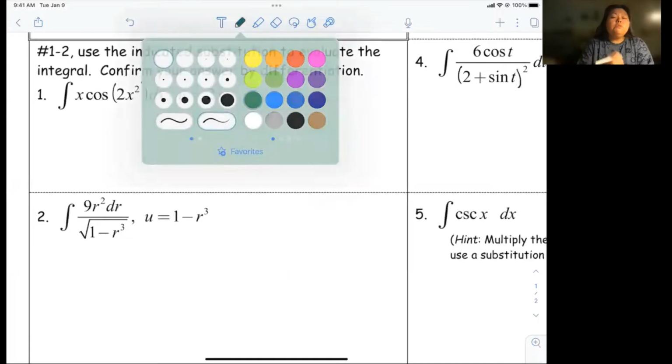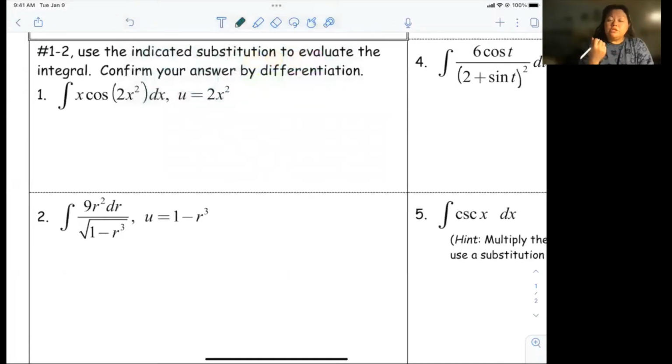So in the first two problems, we have the training wheels for you. We tell you what the U is. So number 1, I tell you that U is set up as 2x squared. So U is 2x squared. Now I'm going to use green to show you how the substitution happens, and I strongly recommend that you use some color coding on your notes so it's easier to see how the replacement happened.